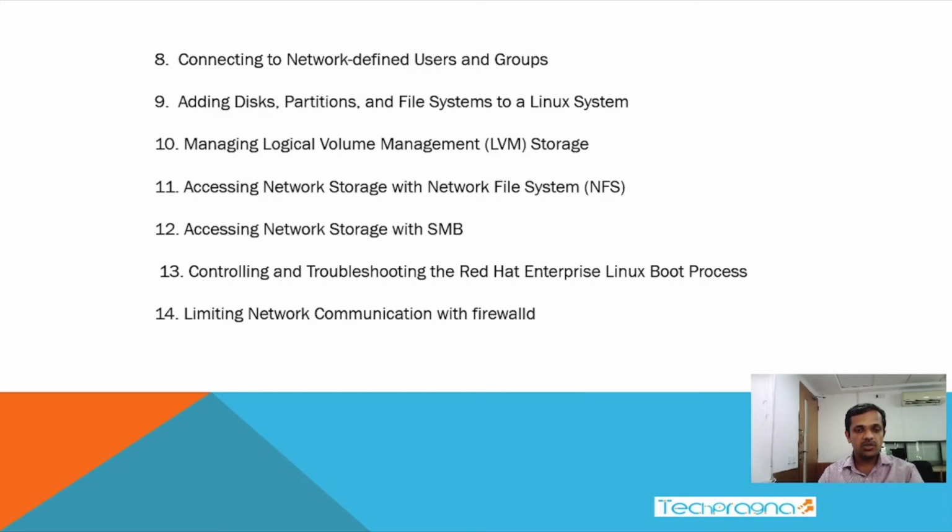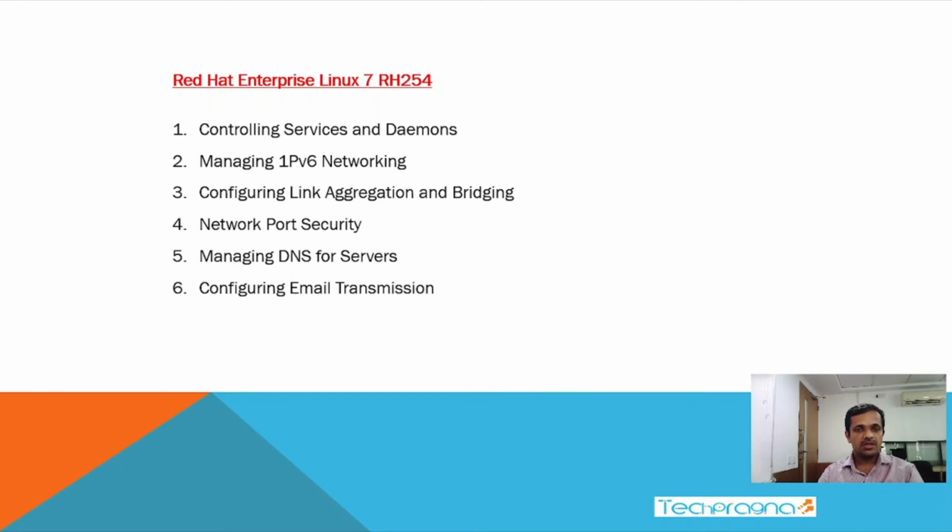Next we are going to discuss the boot process of Linux and how you can troubleshoot the operating system when an error occurs while booting. Next, limiting network communication with the firewall. Using a firewall you can restrict your incoming and outgoing traffic. Coming to the next, that is 254, we are also going to discuss services and daemons, which is an important session, because from now onwards we are going to check all the service statuses.